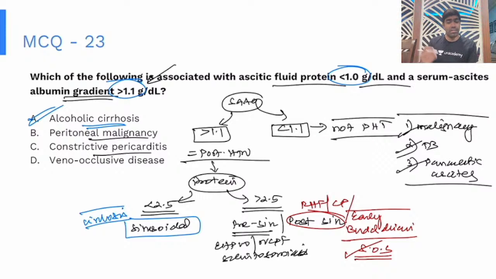Constrictive pericarditis will have a SAAG of more than 1.1, but I don't think your protein value will be less than 1. So in constrictive pericarditis, the protein value should have been more than 2.5.